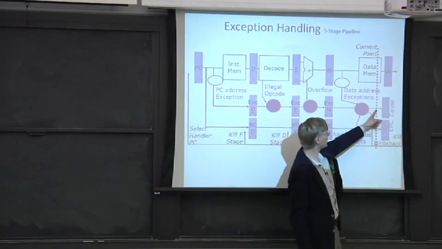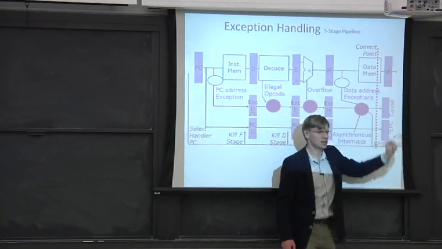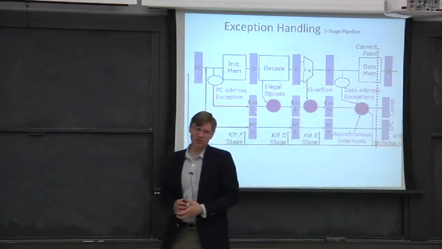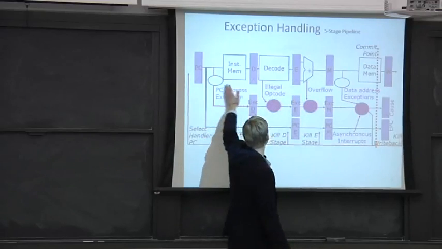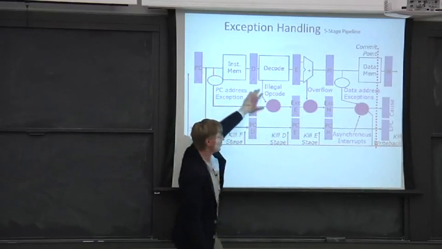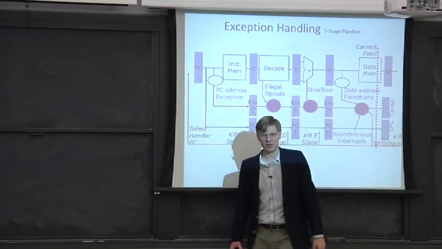One thing I did want to say is about the cause register. What does that register do? Well, that register tells us why we took the exception. So it's a priority encoder, which prioritizes, as we said, in this direction, and will determine the cause of the exception.